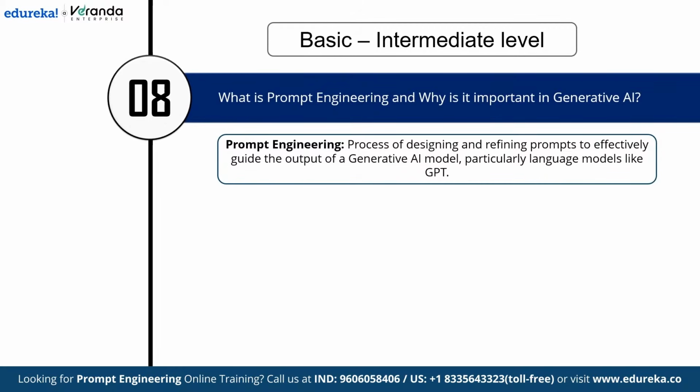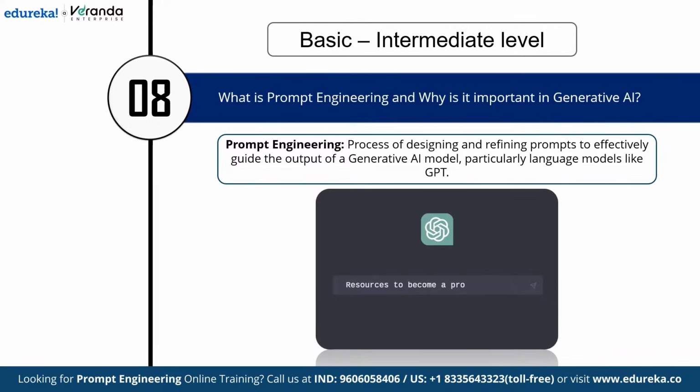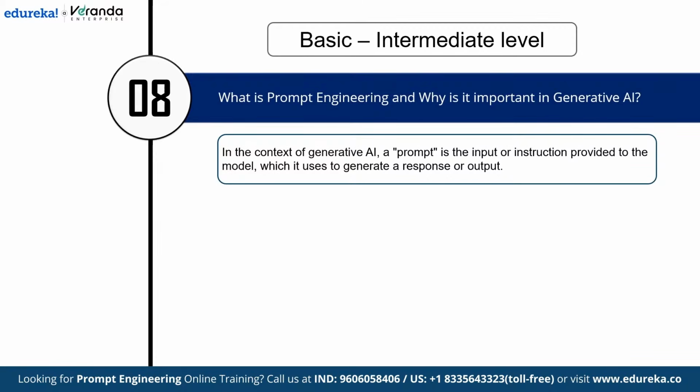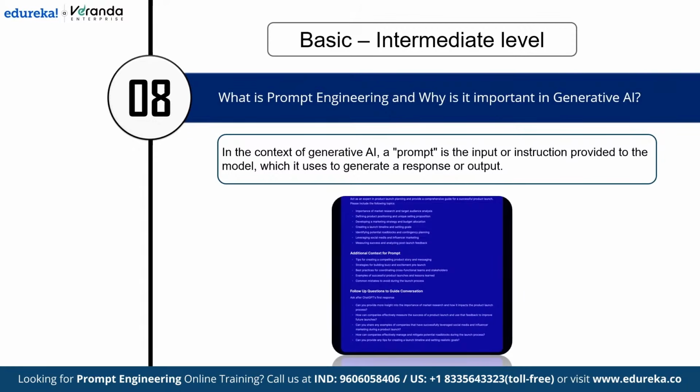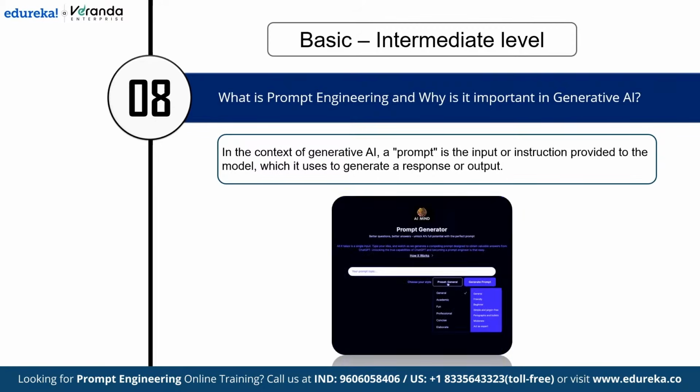And the next question is, what is prompt engineering and why is it important in generative AI? Well, prompt engineering is the process of designing and refining prompts to effectively guide the output of generative AI models, particularly language models like GPT. In the context of generative AI, a prompt is an input or instruction provided to the model, which it uses to generate a response or output. The quality, clarity, and structure of the prompt can significantly influence the model's output, making prompt engineering a critical skill in maximizing the performance and usefulness of these models.